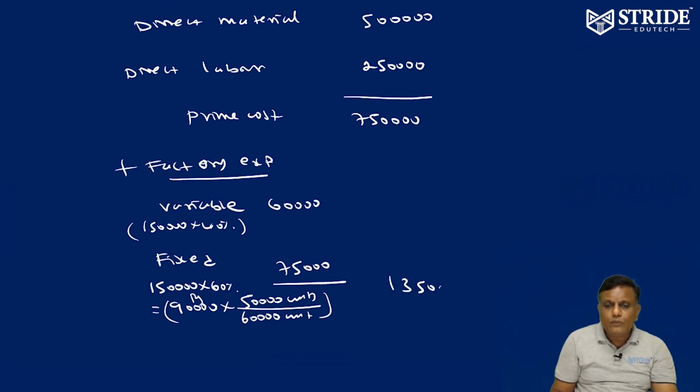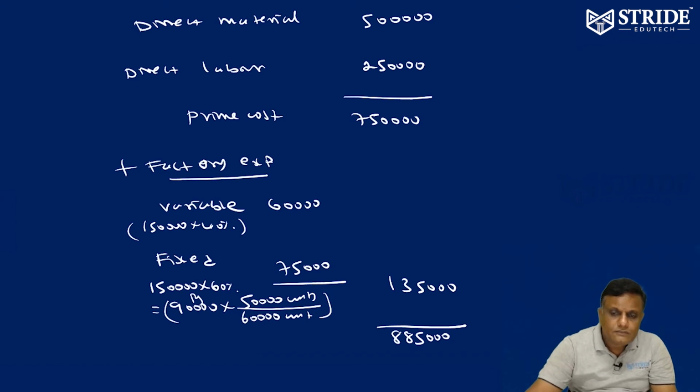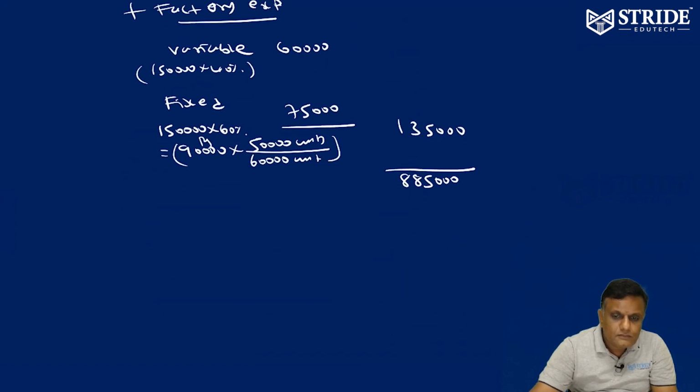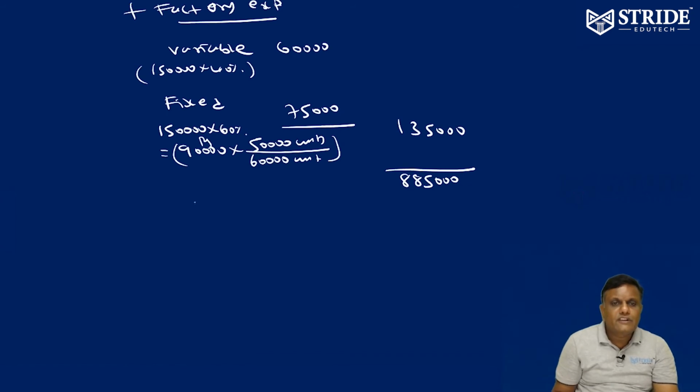So total factory is 60,000 plus 75,000, 1,35,000. So 7,50,000 plus 1,35,000 is 8,85,000. So this is going to be the factory cost, or net factory cost, right?